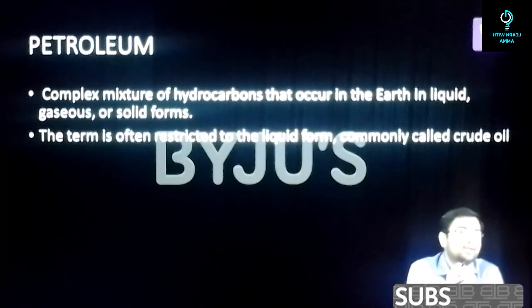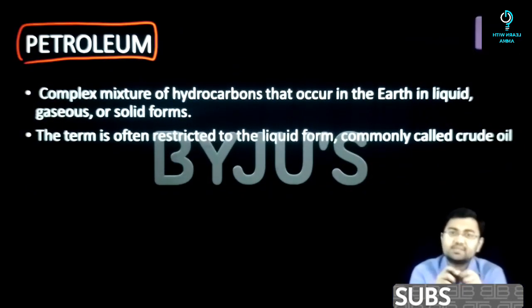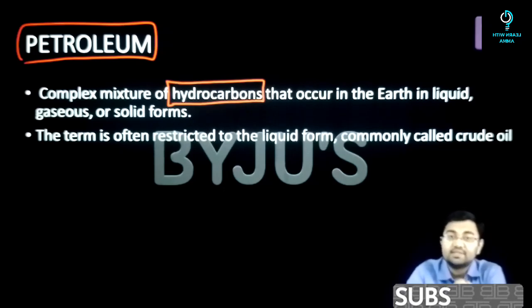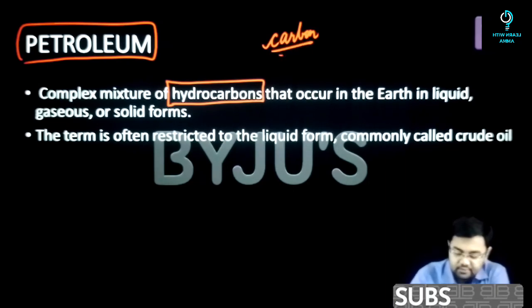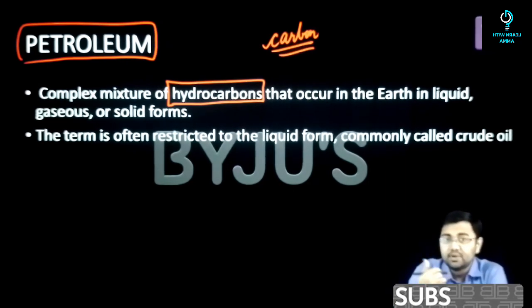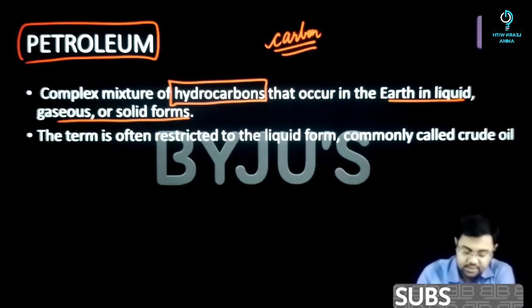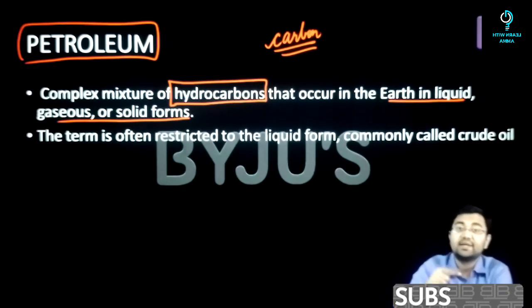Now, the next fossil fuel that we need to discuss is petroleum. The very first thing you need to understand is, when we talk about coal and when we say petroleum, what is the main difference between the two? The main difference is in the way they are formed and the constituents that they have. So, for example, when you talk of coal, we talk of carbon and the amount of carbon being very, very high. But when it comes to petroleum, we don't talk about carbon but a mixture of hydrocarbons. So, a mixture of hydrocarbons that occur in the earth in liquid, gaseous or solid forms can be called petroleum.